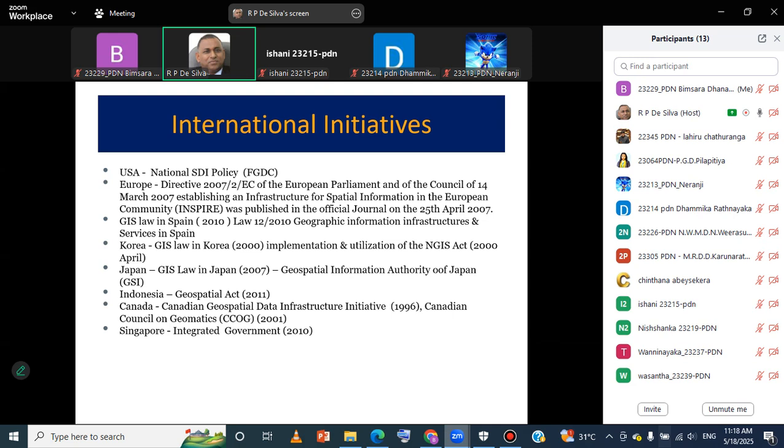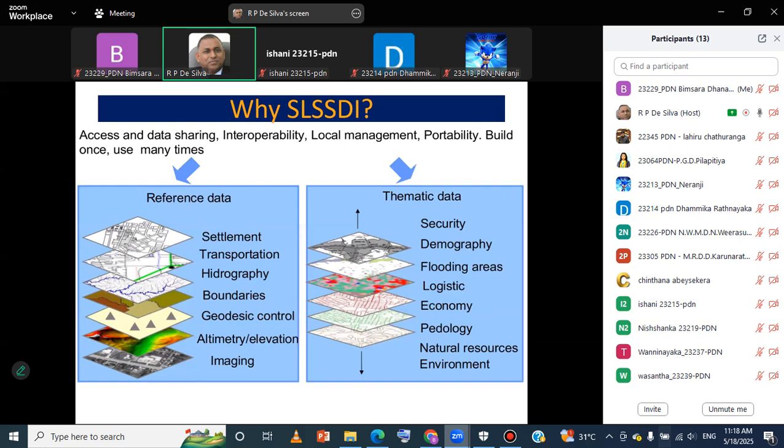Japan, Geospatial Information Authority of Japan. Indonesia, Geospatial Act. Canada, Canadian Geospatial Data Infrastructure Initiative. The Canadian Council of Geomatics is responsible. Singapore, we have an integrated government component. So likewise, we have a number of international initiatives which are responsible for producing proper SDI products.